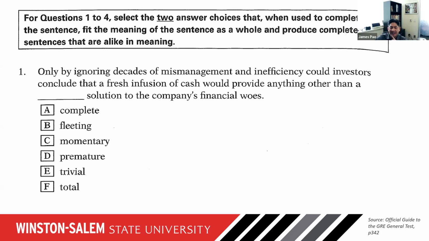All right, so it's kind of like saying they individually must answer it and they must collectively mean the same thing. Let's give it a try. Only by ignoring decades of mismanagement and inefficiency could investors conclude that a fresh infusion of cash would provide anything other than a blank solution to the company's financial woes? Which two of these answers are correct? A, complete, B, fleeting, C, momentary, D, premature, E, trivial, F, total.